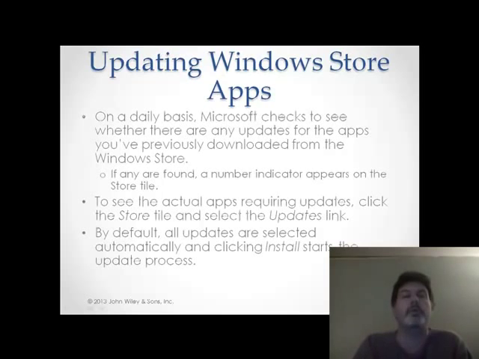If you want to see which actual apps are going to require updates, you just click on the store tile and then select the updates link, and then all of the apps associated with updates will be visible. By default, on your system, all the updates are selected automatically, and clicking install will start the update process. However, this is something you can choose from a variety of settings to alter.